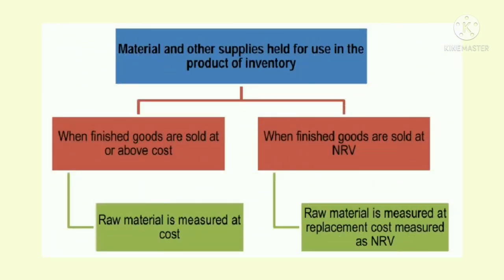This Ind AS also requires us to review the raw material if the entity writes down any of its finished goods. Materials and other supplies to be used in the production of inventories should not be written down below cost if the finished goods are expected to be sold at or above the cost. But if there is a decline in the price of material which indicates that the cost of finished products will exceed the net realizable value, then in that case the material should be written down to its net realizable value.